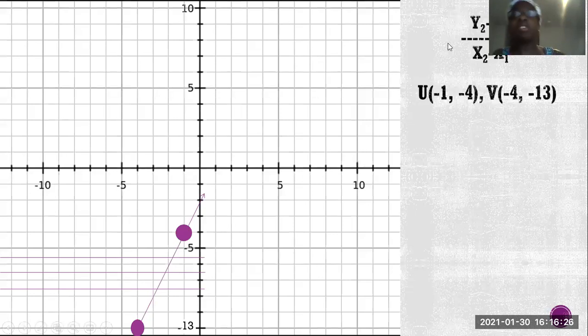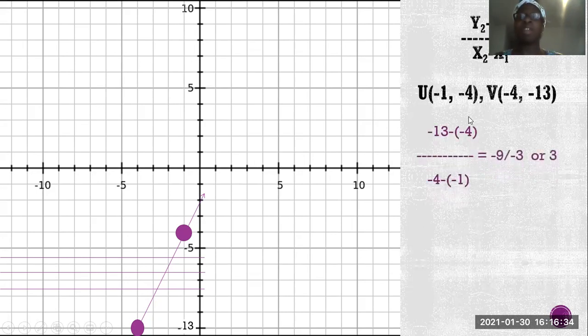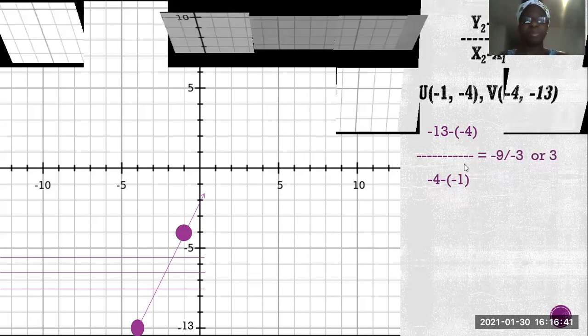Now, like I said, it'll be easy to do the slope formula in case this is hard to calculate. So it'll be easy to use our formula. And we get negative 9 over negative 3, and our negatives will cancel each other out, and we'll get a positive 3 as our slope.